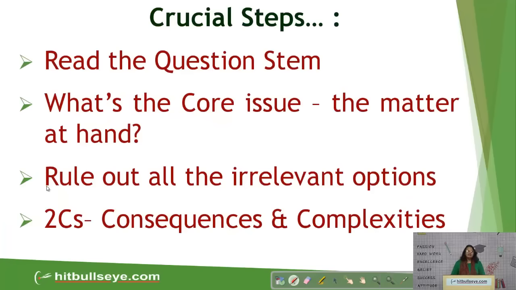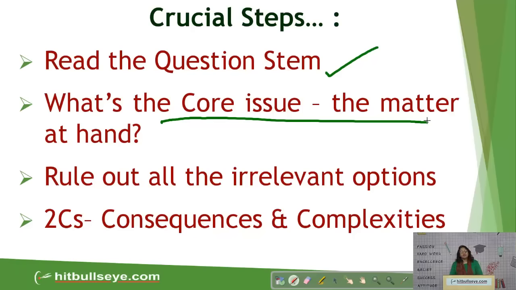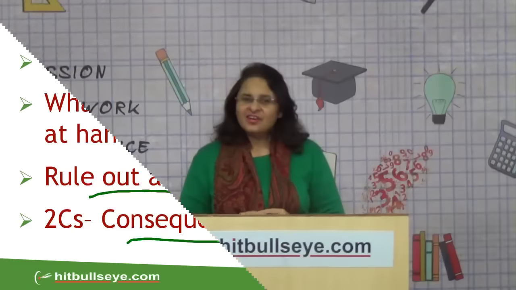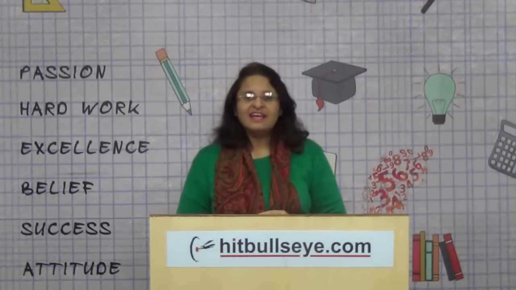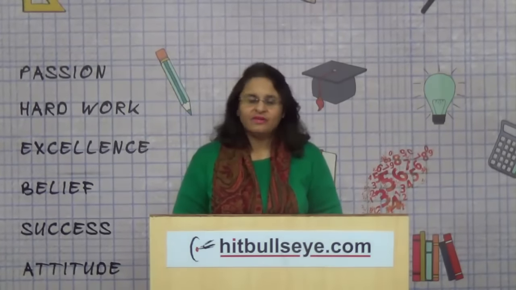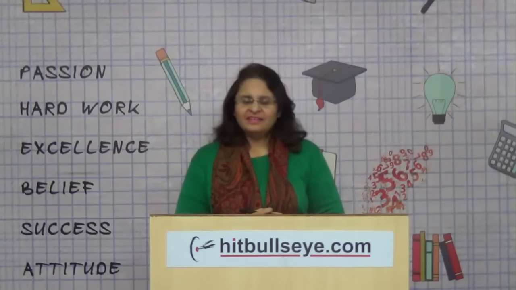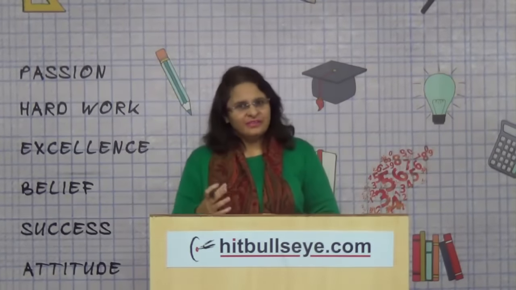Let's see what's important here. The crucial steps are, very importantly, we need to look at the question stem first, because that will tell us what we are looking for exactly. Then we have to underline the core issue, the matter at hand, that is his performance. Based on that, we rule out all the irrelevant options. And just remember 2 things which are very crucial to any decision-making situation. They are the 2 C's, consequences and complexities. The consequences, the outcome of your action is very important, and the complexities of the situation in which you are involved. Taking view of these 2 things, I think you will easily be able to reach the correct decision.